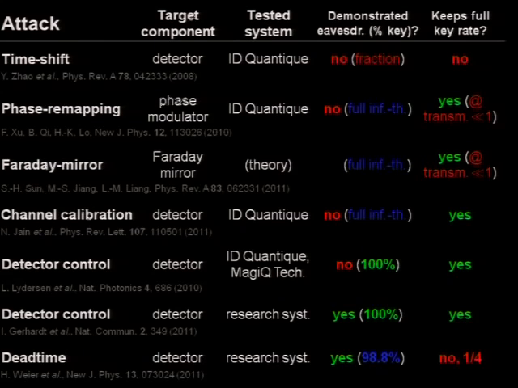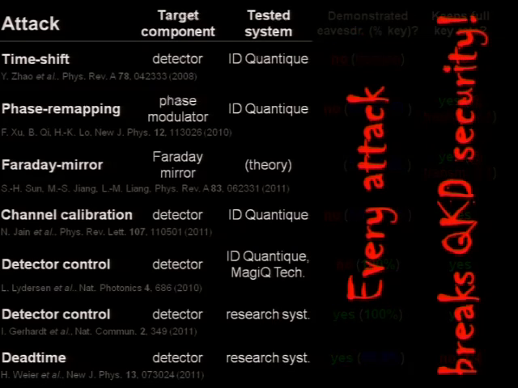When I showed this slide to a colleague, he said, no, Vadim, you must have the main point in writing. So here it is. Every single attack breaks security. And for most of those attacks in the table, the issue has not, as of today, been satisfactorily addressed. So we have a problem.